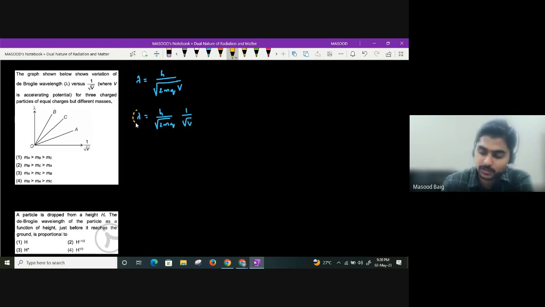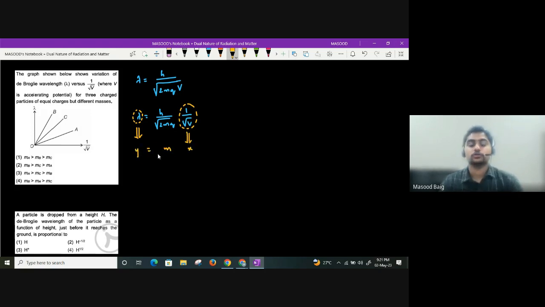So where is wavelength represented? On y-axis. Where is 1 by root V represented? On x-axis. So is it following y is equal to mx? So it is a straight line passing through origin. So let us say in this case, whose slope is greater, beta? Slope of B greater than slope of C greater than slope of A.